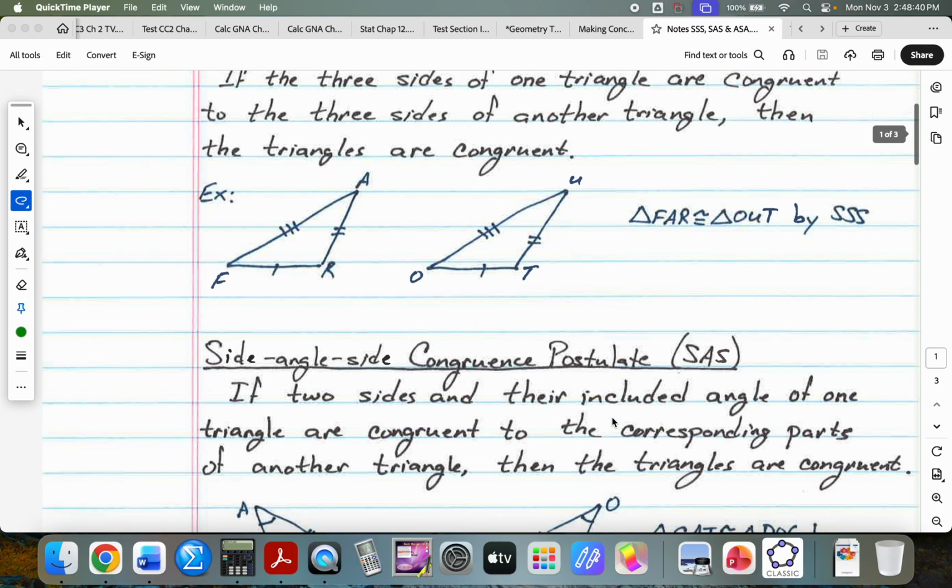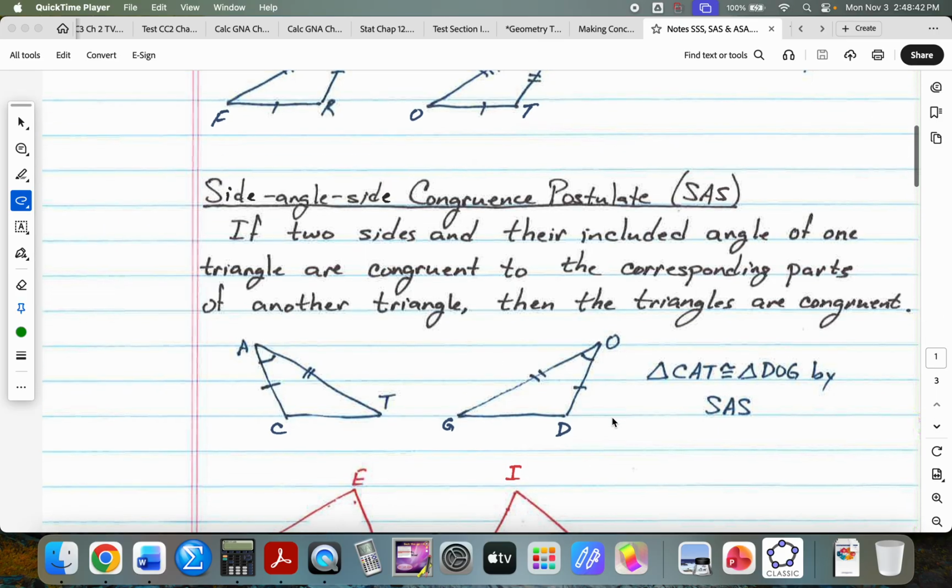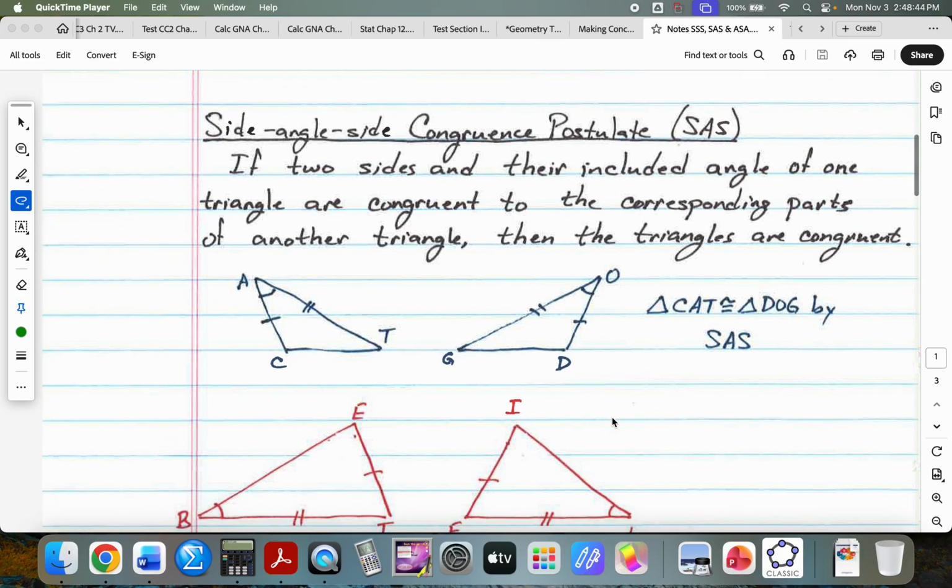All right, we also have 2 other ones. The side angle side congruence postulate, abbreviated SAS, says that if you have 2 sides and their included angle of one triangle are congruent to the corresponding parts of another triangle, then the triangles are congruent.